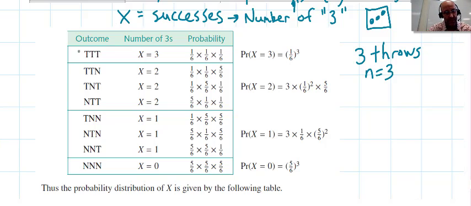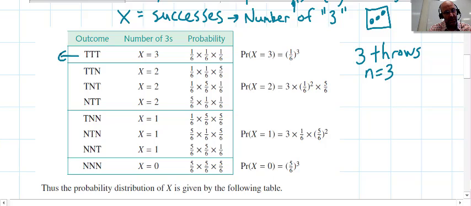Now what you might have done in junior, because it's not an enormous problem, we can put it in a table. And so you can see here where, by the way, the t there means getting a 3. That's a success, and n is not.